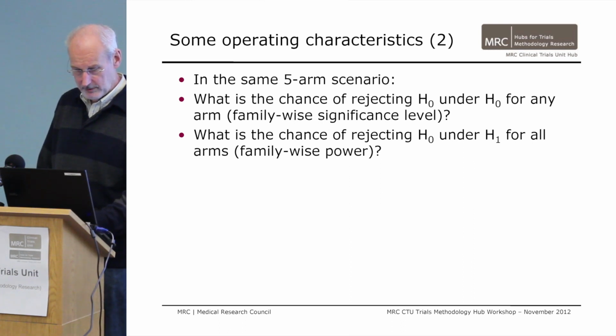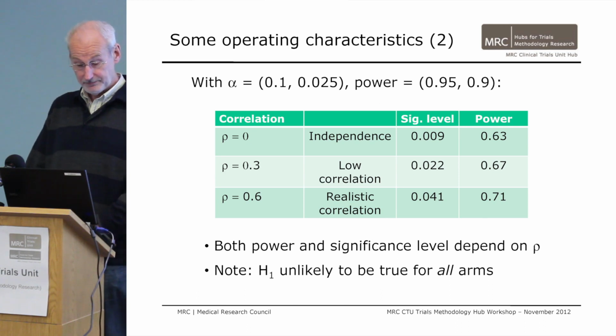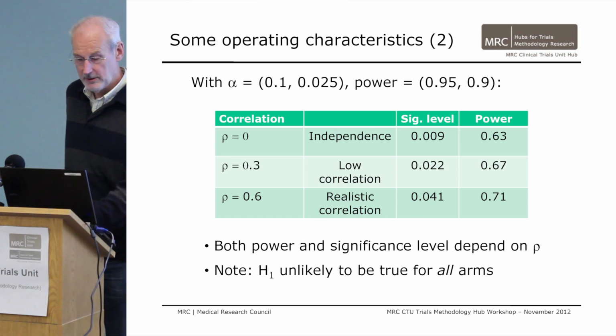So here is the family-wise thing, and now what we find, exactly the same 3 scenarios with 3 different correlations. The power and the significance level now both depend on the correlation a bit. And of course the significance level is higher than it was before. If you've got a good memory, you'll probably remember that the significance level was quite a bit lower than that.